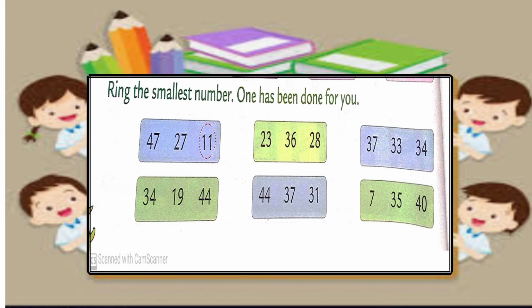Ring the smallest number. So 47, 27 and 11. Here number 11 is the smallest number. So we have to make a circle around it.